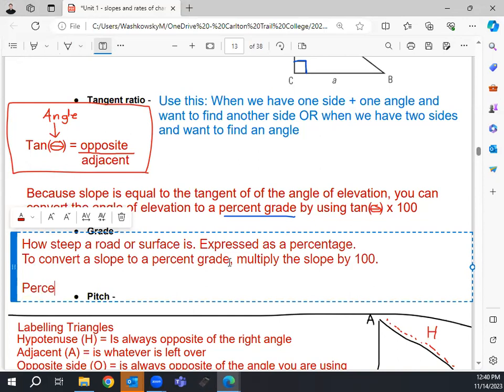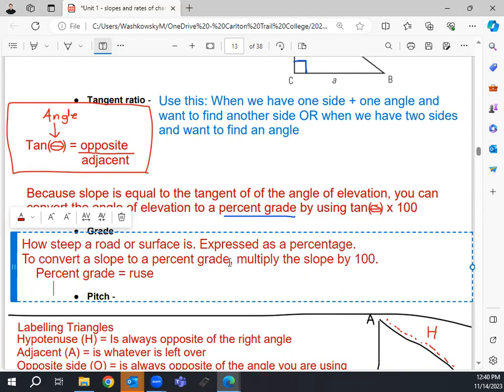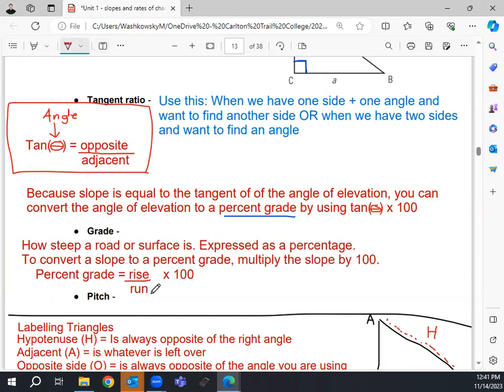Another way of thinking about this is that your percent grade is equal to your rise over run times 100. So let's go use this. Let's do this in an example here.